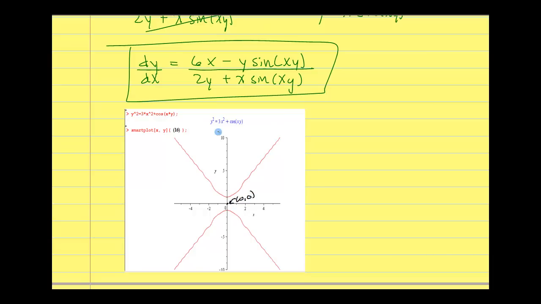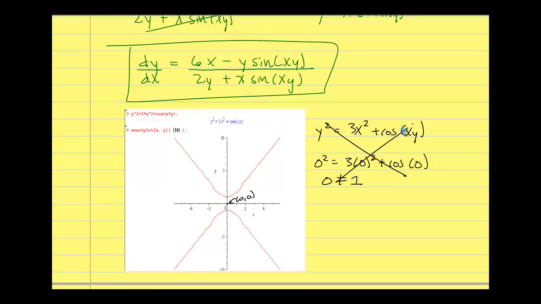But if I were to look at my function, y squared equals 3x squared plus cosine of xy, this would kind of give me an idea of what's happening here. So I would get 0 squared is equal to 3 times 0 squared plus cosine of 0, basically. The cosine of 0 I know to be 1, so I'd get 0 does not equal 1. So that's why it's not going through the origin. This is just to verify it does not go through the origin.